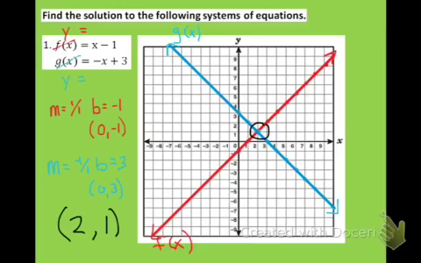If you do not state that, you have not answered the question. Yes, you did a great job graphing both of them, but you did not find the solution. You have to state the coordinates. I can't stress that enough.